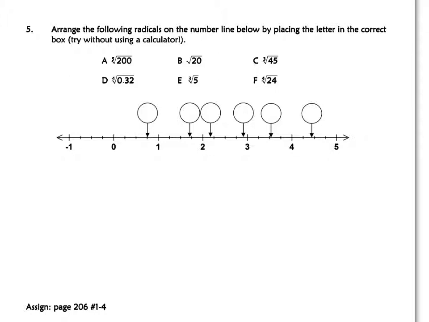we get 2.89 for that, so approximately 2.89. And B, the square root of 20. Well, 20 is in between the perfect squares of 16 and 25, so that means it would be in between 4 and 5. And if we use our calculator, we can get the more accurate answer, 4.5.